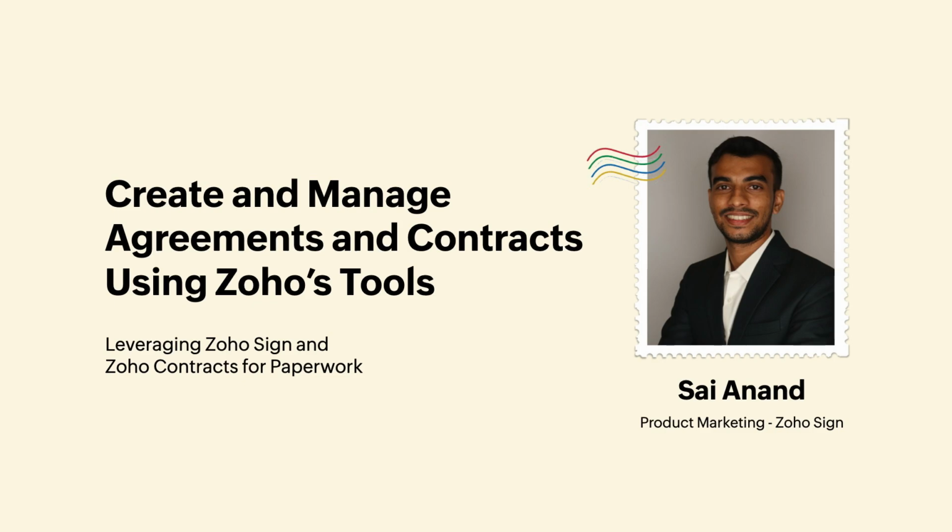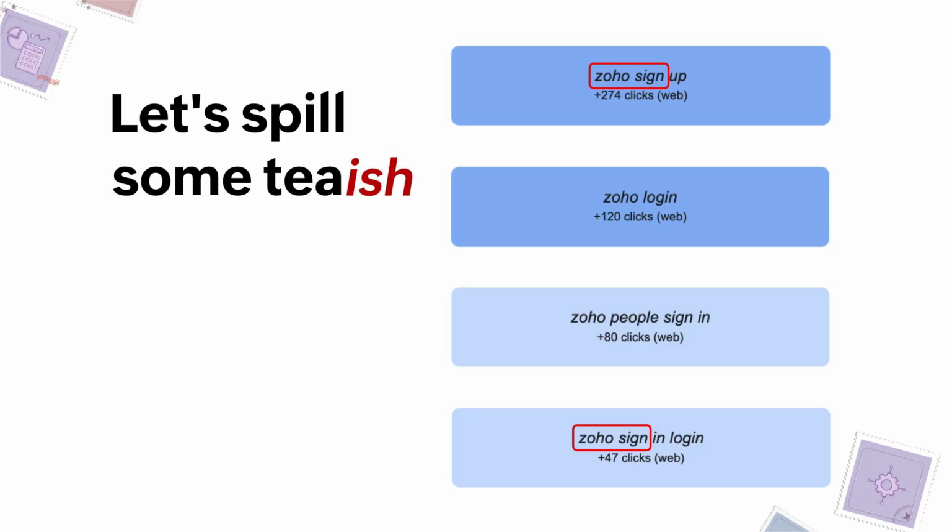So let me break the ice, guys. I'm just going to spill the tea here, or at least tea-ish, as I like to call it. I'm going to put up some things here, and I want you to take a guess at what this is. These are search queries that led to people finding out about Zoho Sign, and the reason here is that if you notice, there's Zoho Sign in the searches, but that is not what they're searching for. They're searching for how to log into their Zoho account.